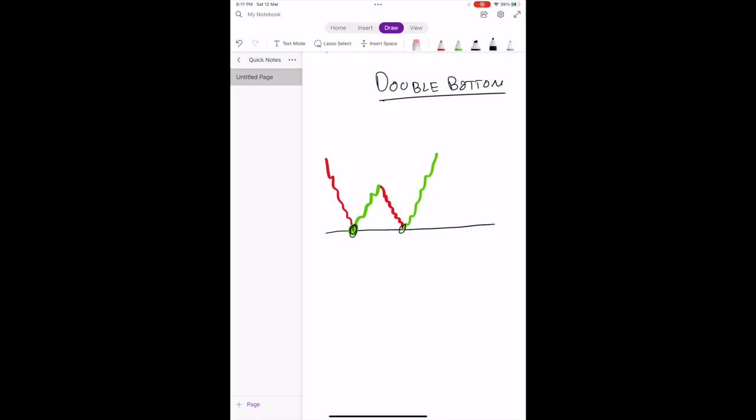And how the target is calculated is the same. We'll have this neckline at this reversal point, measure this distance and place it over here where the breakout happens. Say the breakout is happening here, nice bullish candle. Place this exact measurement here, that will give us the target for double bottom.